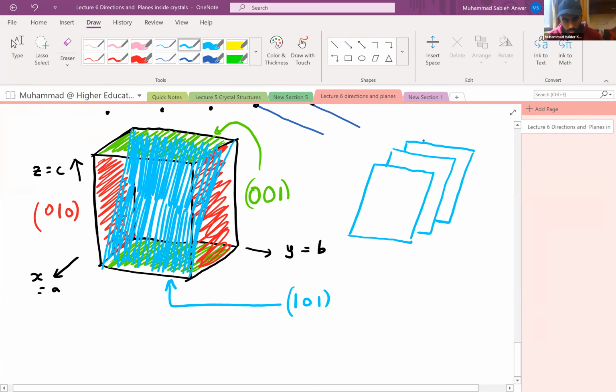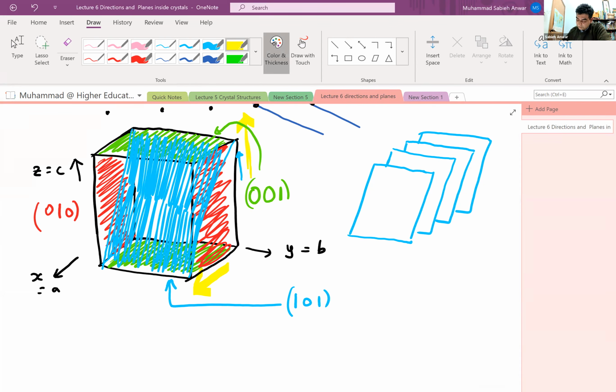Sir, why is it not 1, 0, -1? Because when I move along the... let me see. Sorry. So let's see. If I move along the x direction like this, I am piercing this plane from the bottom, from the back side. And when I'm moving along the z direction, I am also piercing this plane from the bottom, from the same side. Therefore, it is 1, 0, 1. Got it?